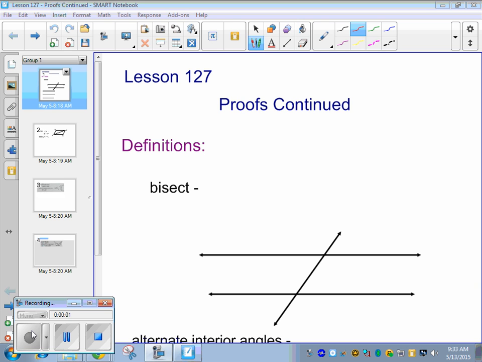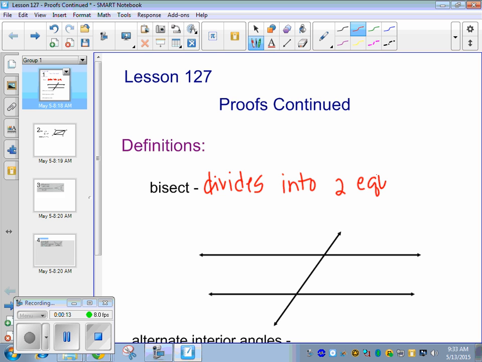Again. So the first definition is bisect. So bisect divides into two equal parts. So you could bisect a line segment, or you could bisect an angle. So let's say we bisect an angle.